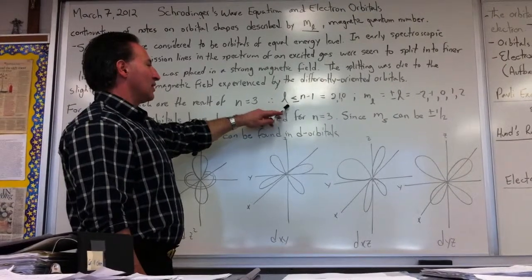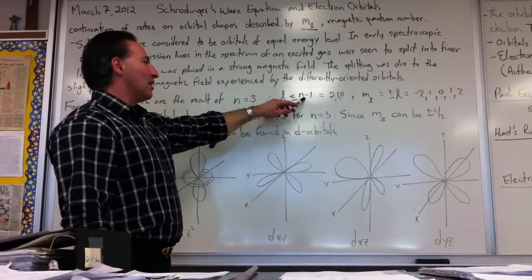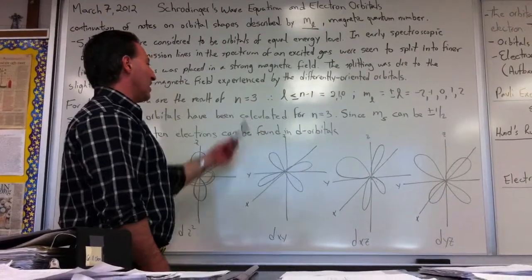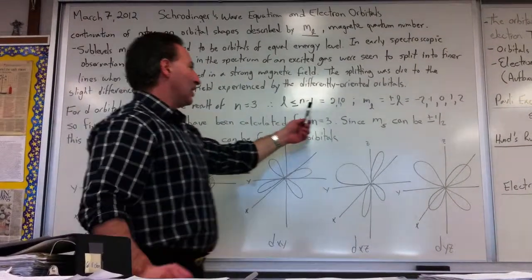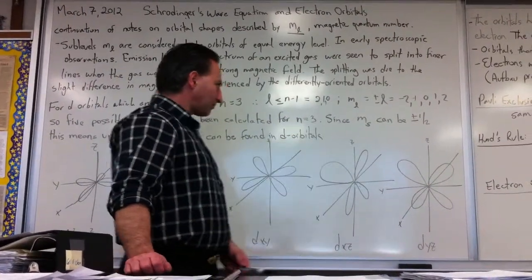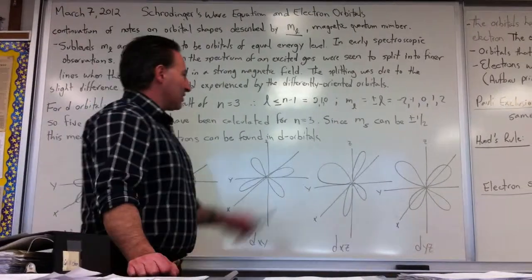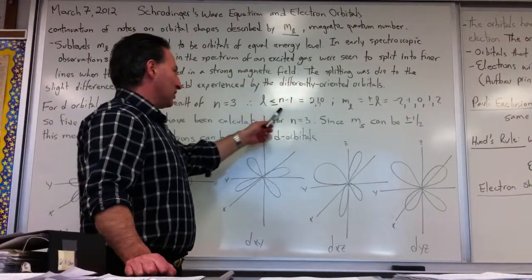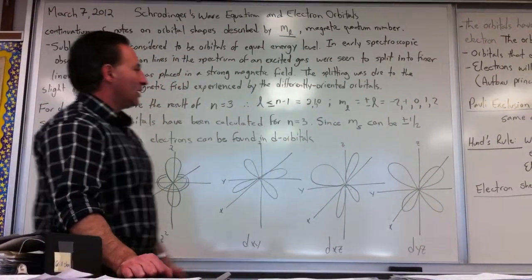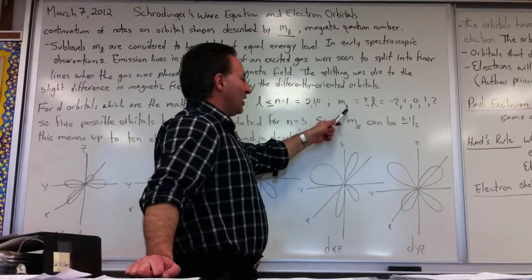L is less than or equal to n minus 1. So if n equals 3, for example, the value of L can be 2, 1, or 0. L is called the azimuthal quantum number. This gives you the shape of the orbital. M sub L gives you the orientation of the orbital.